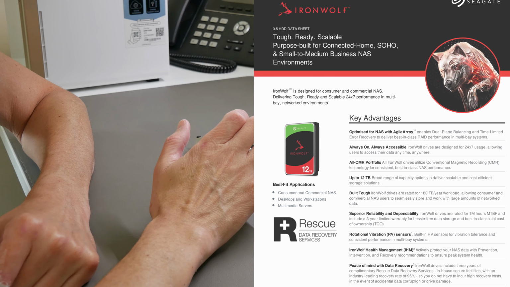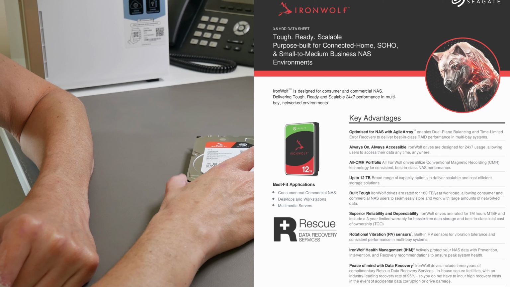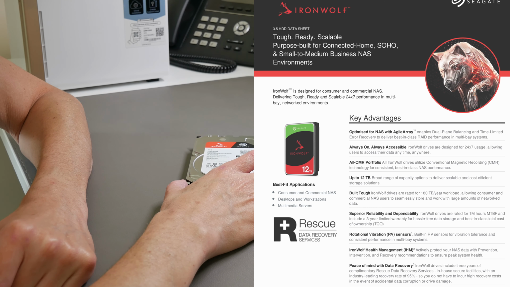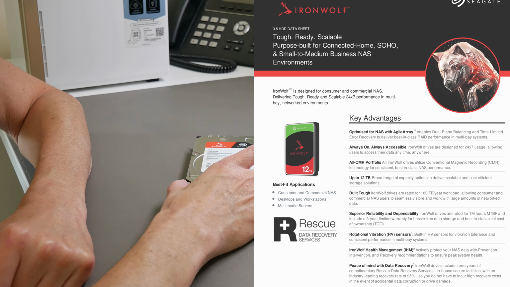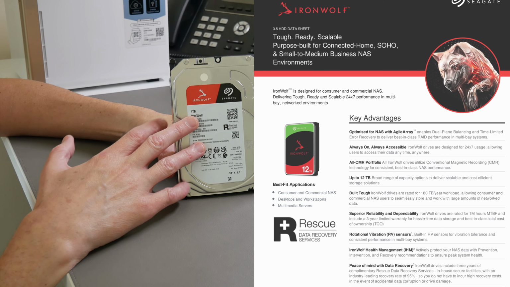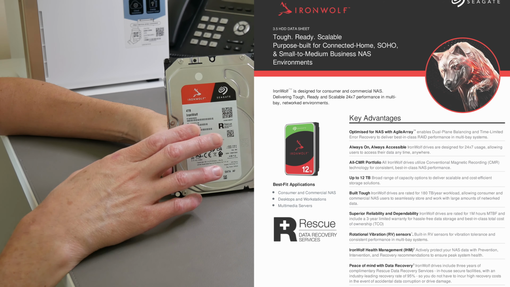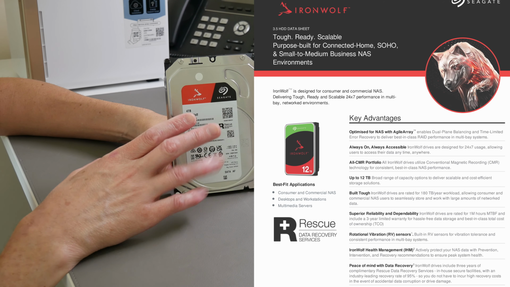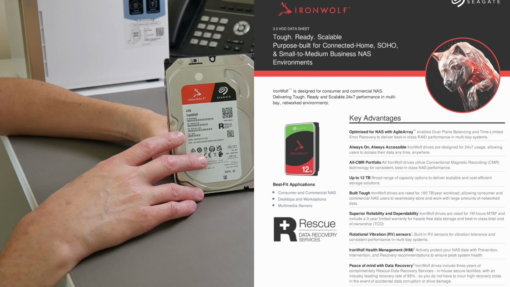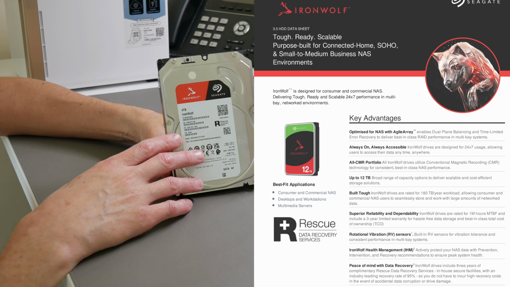They are all CMR portfolio. All IronWolf drives utilize conventional magnetic recording, so that's CMR technology, for consistent best-in-class NAS performance. These drives can be purchased with a maximum storage of up to 12 terabytes. IronWolf drives are rated for 180 terabytes a year workload, allowing consumer and commercial NAS users to seamlessly store and work with large amounts of network data.